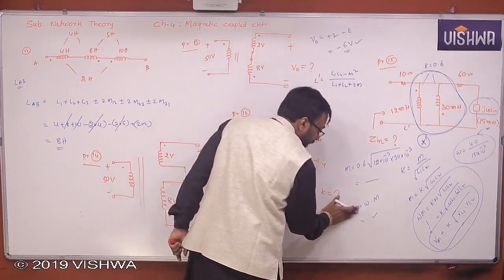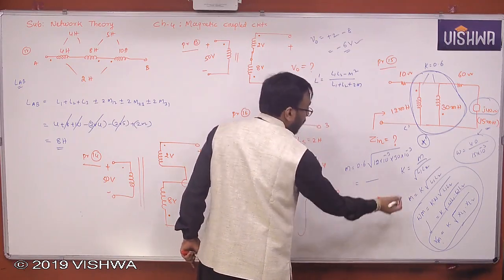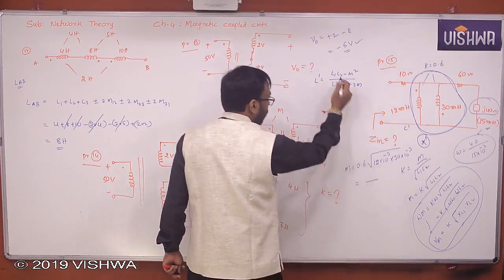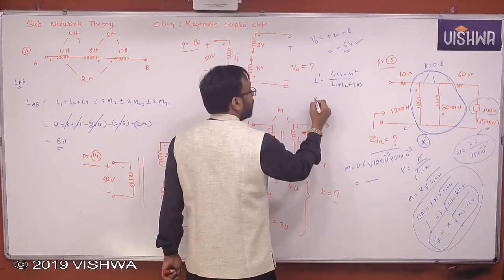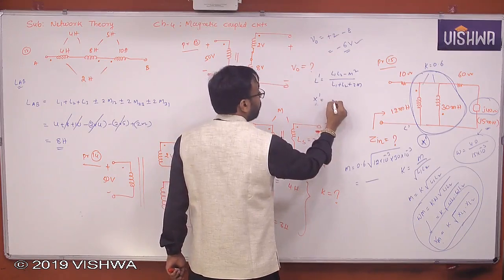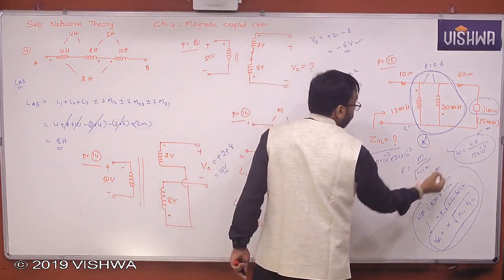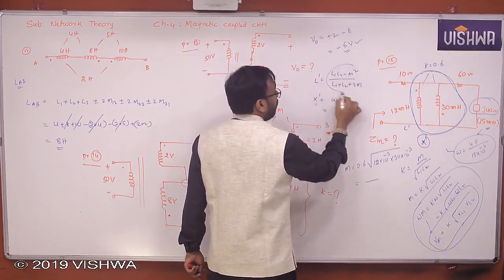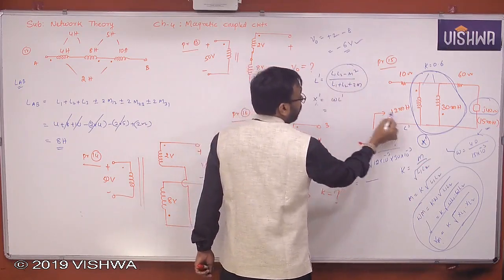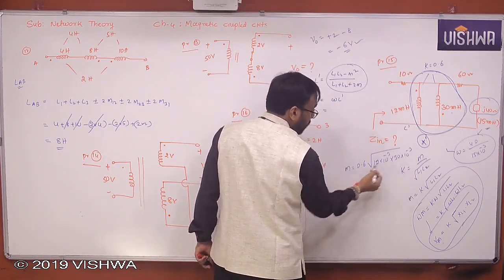Here I think Xm is not required. You don't need it here. L1, L2, M: if you substitute here, you will get L dash. Then XL dash or X dash is nothing but omega L dash. What is omega? Here it is available. What is L dash? Here it is available. What is L1, L2? Here it is available. What is M? Here you already determined using this formula.